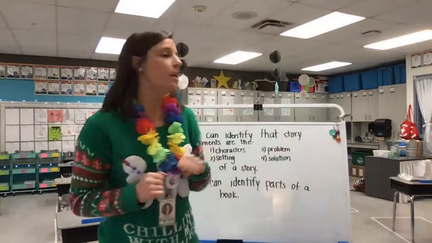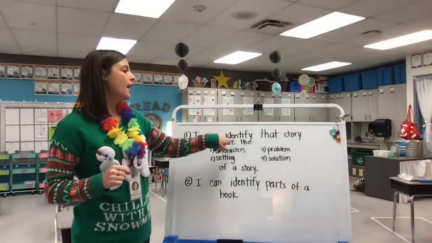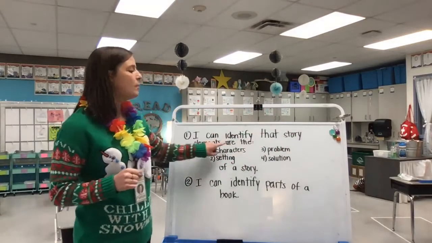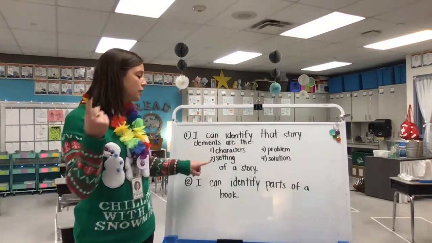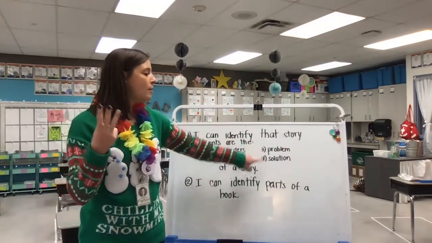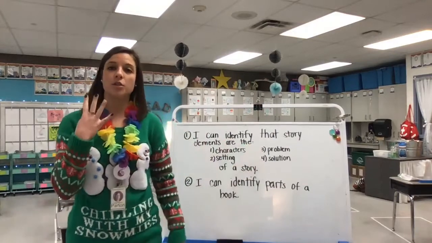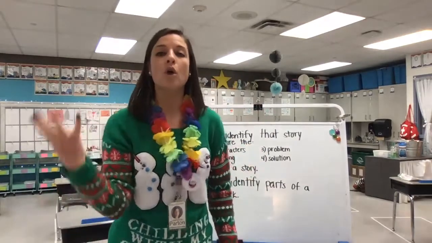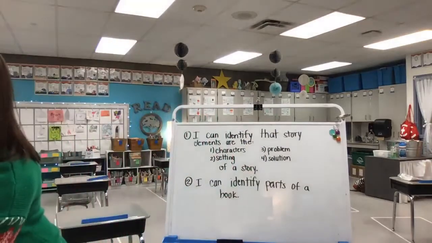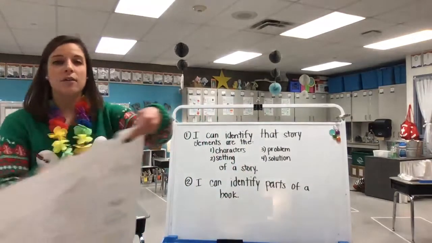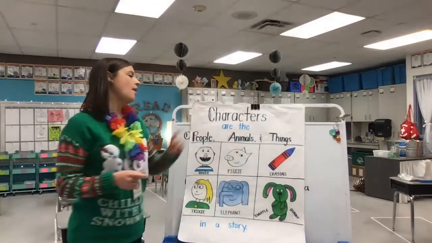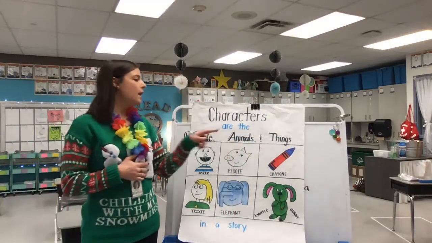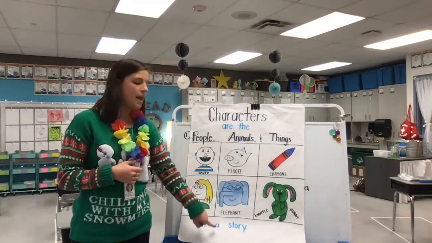Today for our mini lesson, we're going to work on 2 learning targets. The first one says, I can identify that story elements, there are 4 of them: characters, setting, problem, and solution of a story. We've been working on that our whole unit. So I'm going to show you our characters poster again to remind us of what characters are. We said characters are the people, animals, and things in a story.